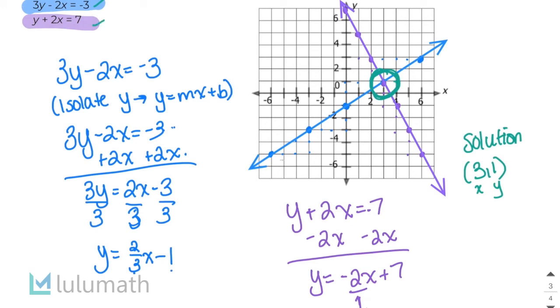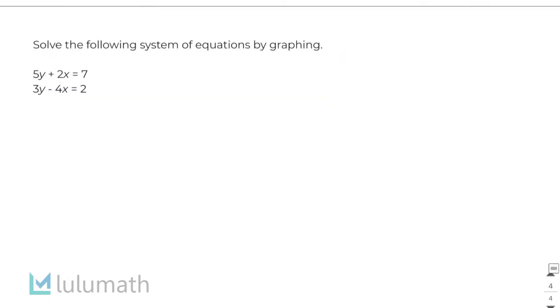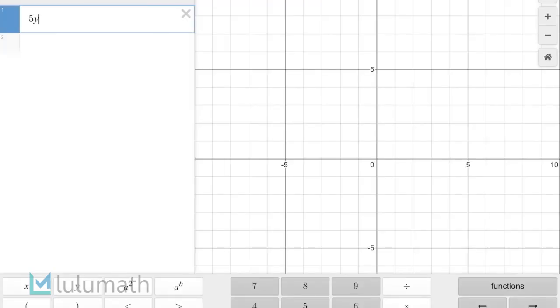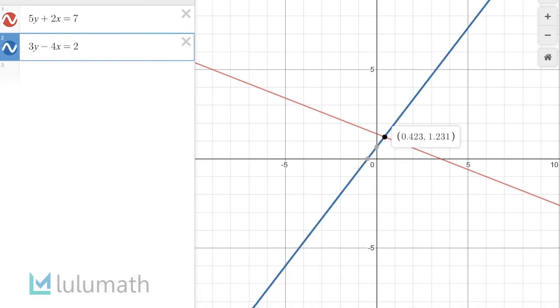Okay? So in our last example that we have here, it asks us to solve this equation by graphing. And I'm going to use Desmos in order to graph out this system of equations right here. So our first equation is 5y plus 2x equals 7. And our second equation is 3y minus 4x equals 2. And if you notice right here, the solution is going to be this value right here. And so we end up getting a decimal or a fraction.